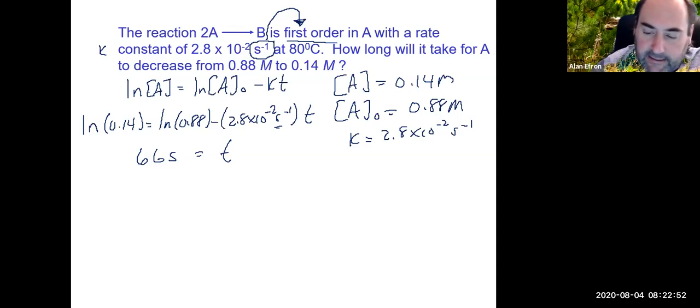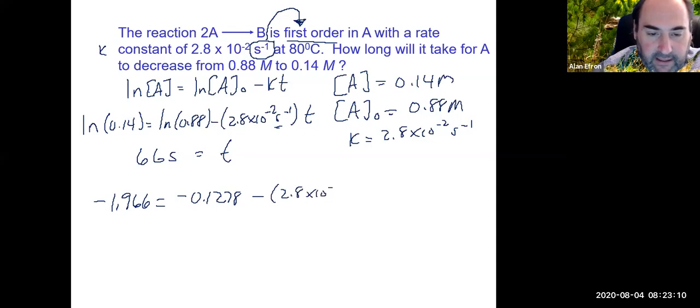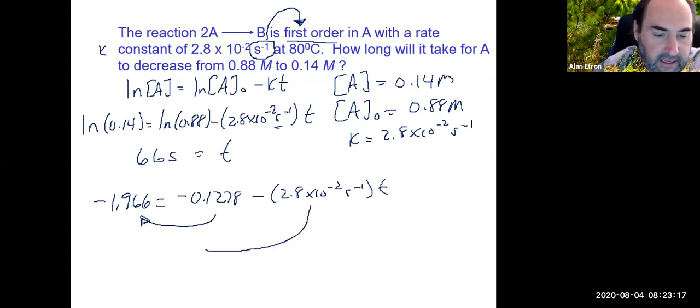So again, just to review, if you take the natural log of 0.14, you get something like minus 1.966, equals the natural log of 0.88, which is something like minus 0.1278, minus 2.8 times 10 to the minus 2. So again, subtracted this to this side and then divided by this guy. And again, that's how you got to 66. Any questions on that there?